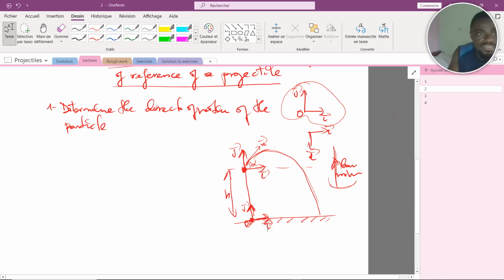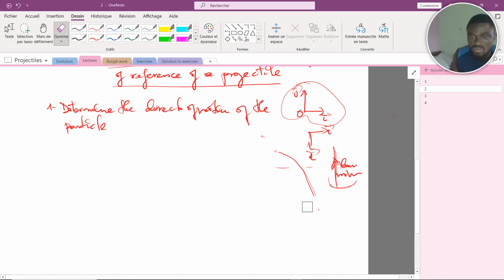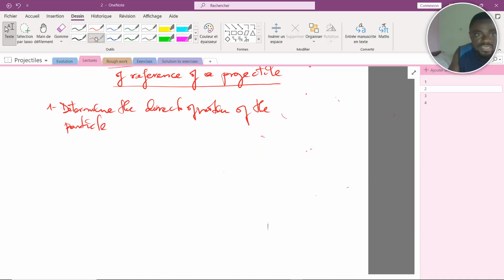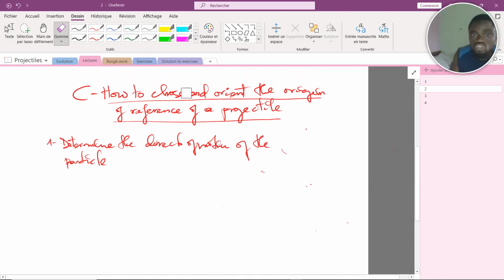So let's dive into it. We shall study each of the projectile motions and simulate situations. So let's first take the first case. I said, when you want to choose and orient your origin of reference, it is very important that you first determine what? The direction of motion of the particle.